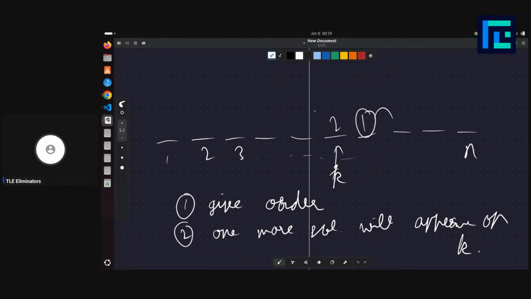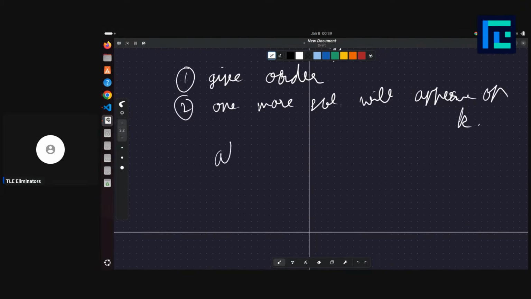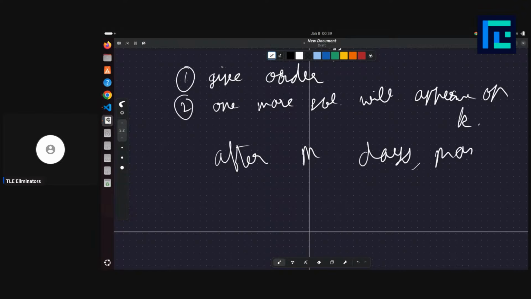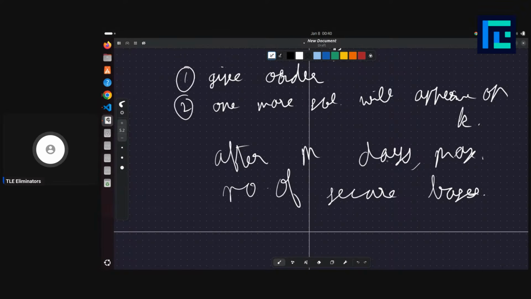So anyway, this is what is happening, and we have to optimally do things such that after m days we maximize the number of secure bases. This is what we have to do, and we have to print the maximum number of secured bases.